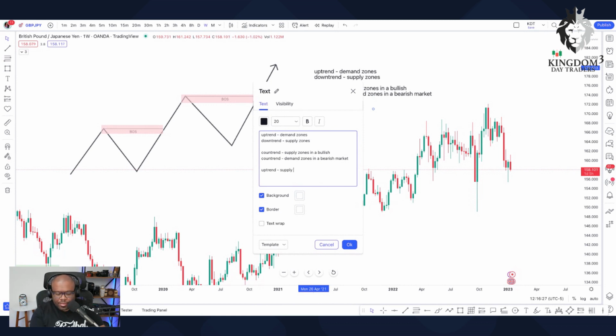Expect supply to fail. Does that always mean it's going to fail? No. You'll have to see if those zones are unmitigated. In other words, it has not been traded to before. But that's a story for another day. Right? And in a downtrend, expect demand to fail.